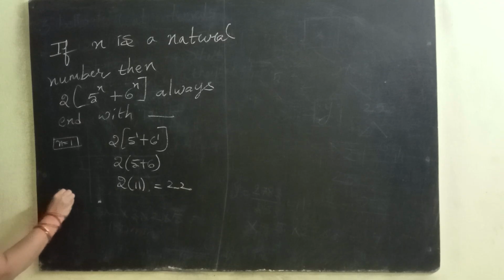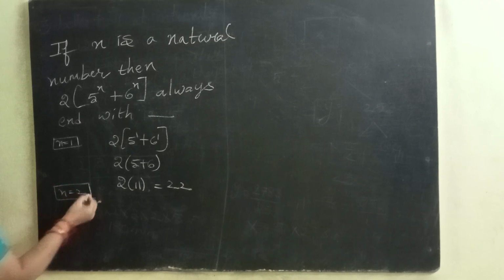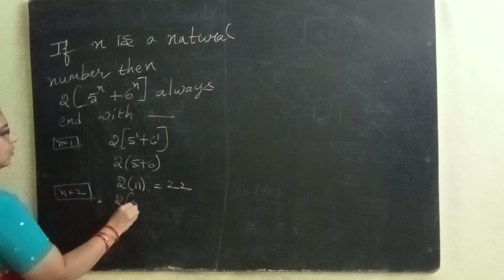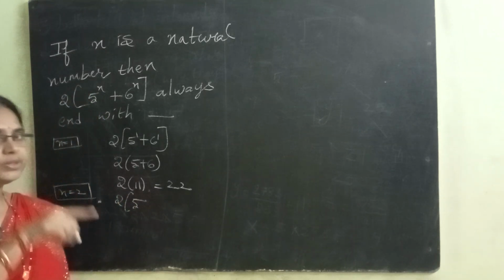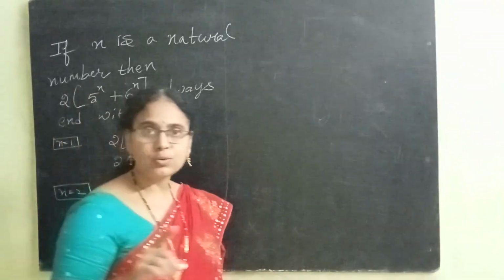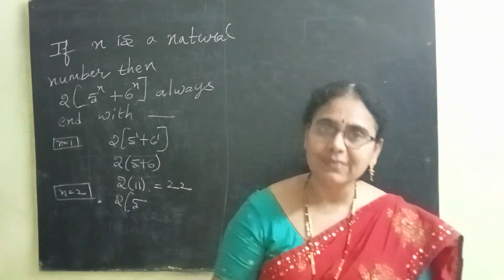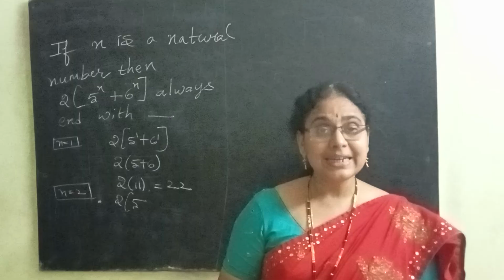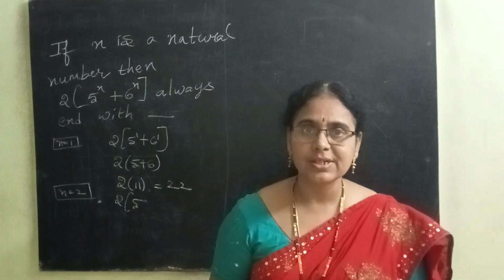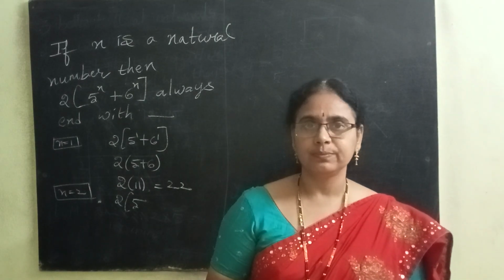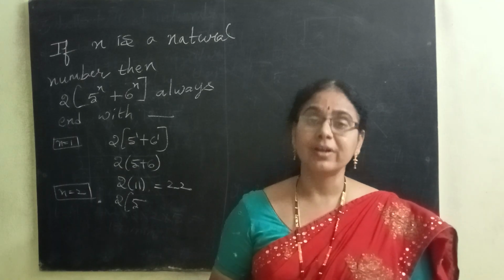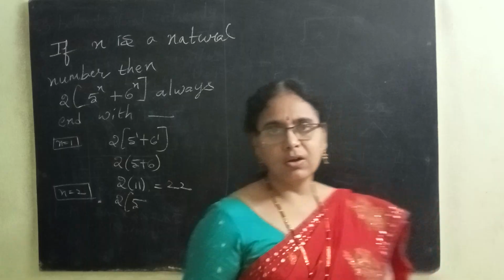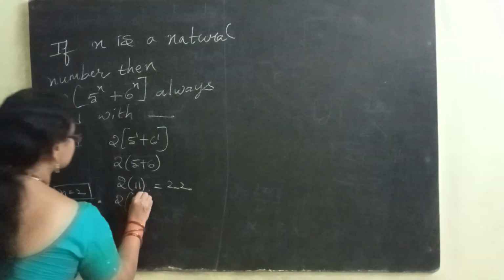Okay, now in place of n I am substituting 2. 2 into 5 power 2 plus 6 power 2. I hope you are clear. Why am I substituting values for n? Because he has given n is a natural number. So in place of n you have to take the numbers from 1. At least you have to take 2 or 3 examples for concluding one solution.